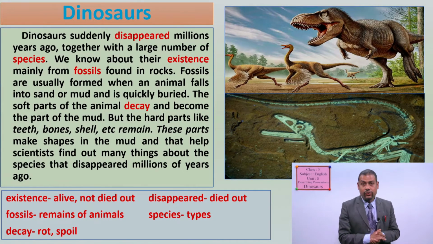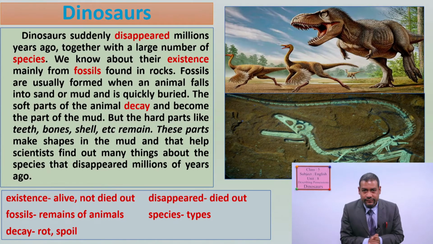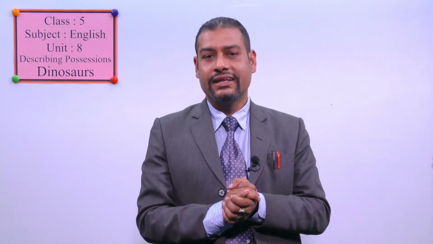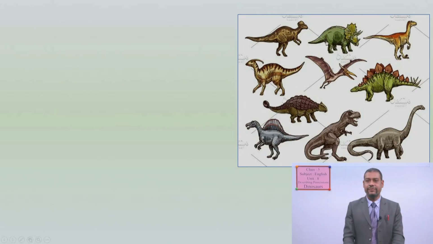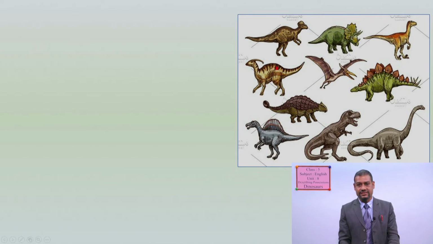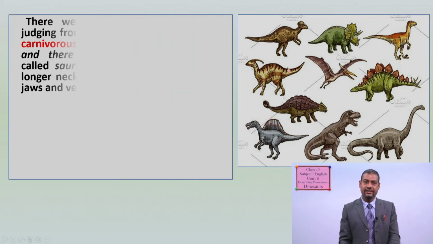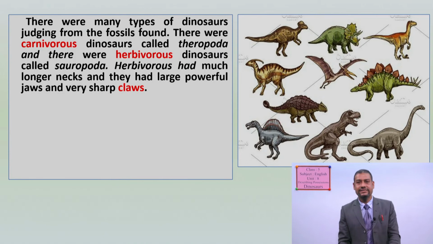Okay, so are the meanings clear to you? Well, then I want to show you another. Here also you can see in the picture different types of dinosaurs. See, all the dinosaurs are different from each other. Okay, so let's read this another paragraph from our textbook.